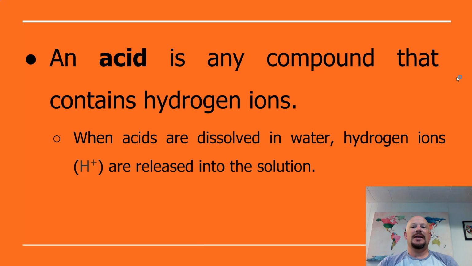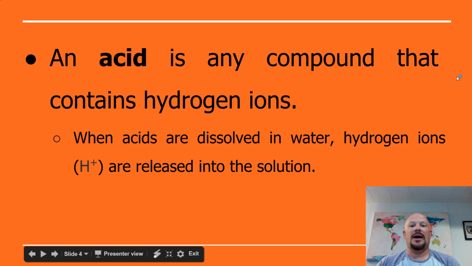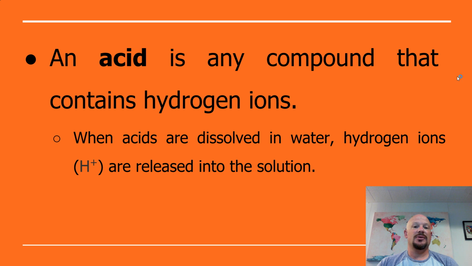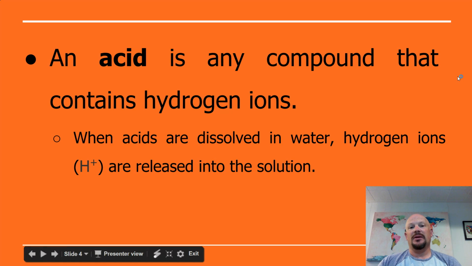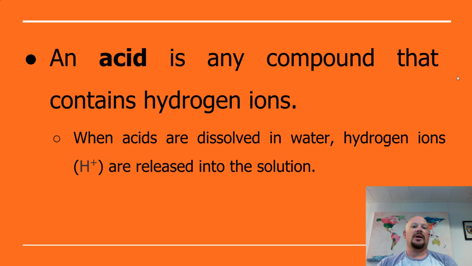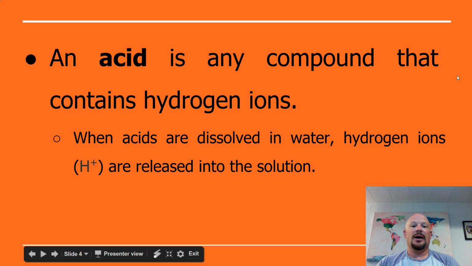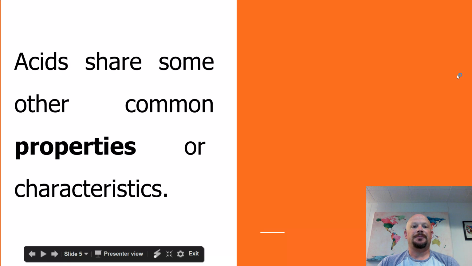An acid is any compound that contains hydrogen ions. So when acids are dissolved into water, hydrogen ions are released into the solution. And so when you squeeze that lemon into the water at the restaurant, that acid is being released into the water and dissolving and releasing those hydrogen ions. So anything that has those hydrogen ions is going to be considered an acid.